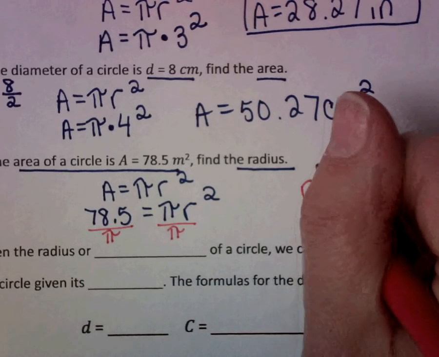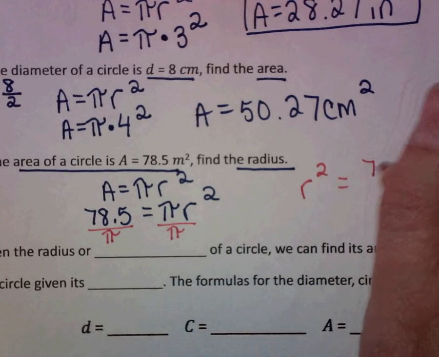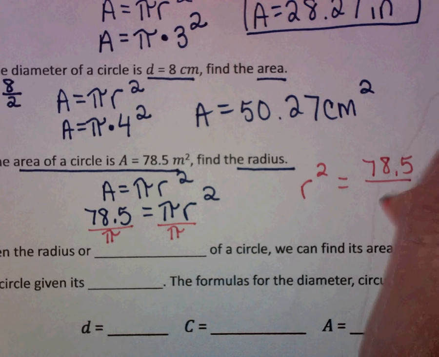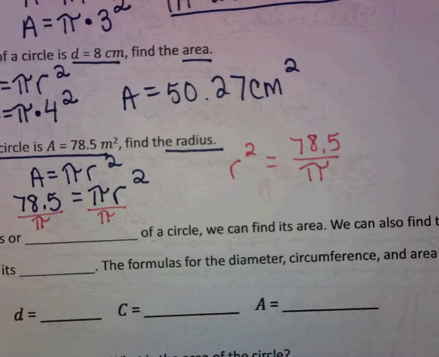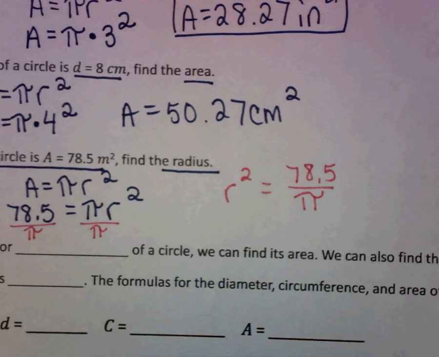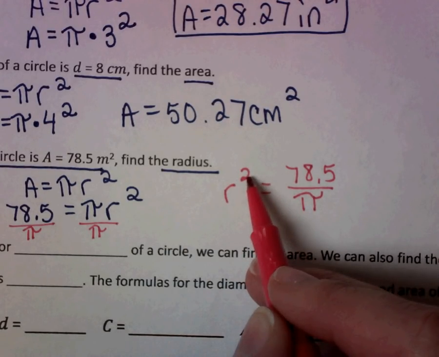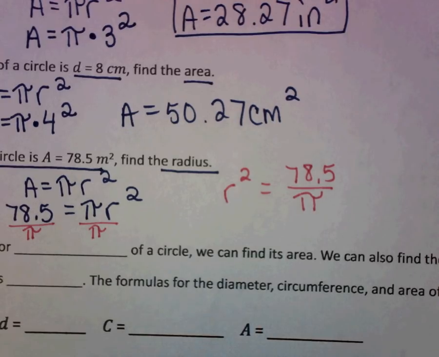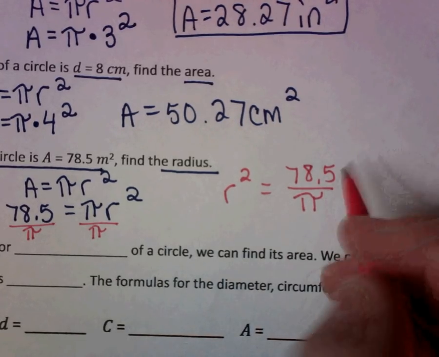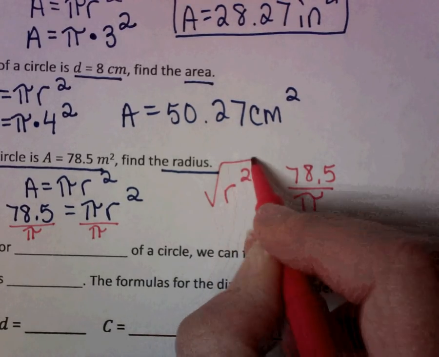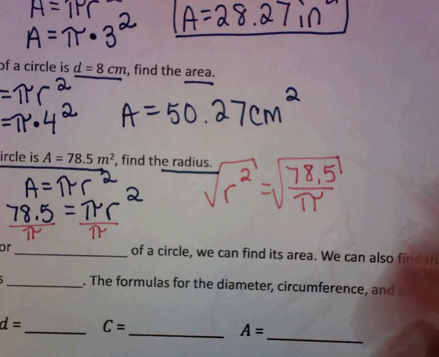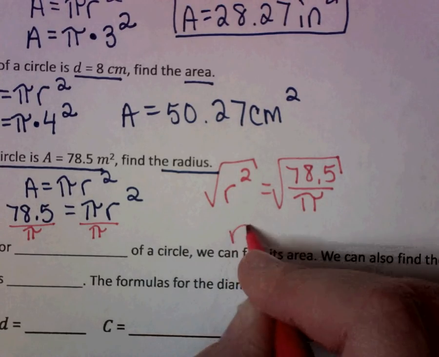Now we're not going to calculate that yet. Our equation now looks like 78.5 divided by pi. Okay. The next inverse operation, we have to cancel out the squared. So what's the opposite of squaring something? I hope you remember from the Pythagorean theorem, the opposite is to square root it. Okay, and so that's going to give us r.